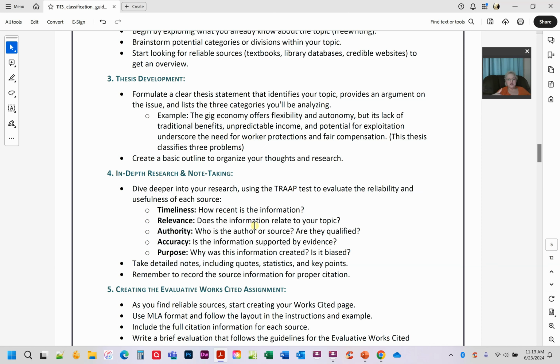Authority is, like we've already talked about, who wrote this, who published it, what are their credentials, why should we be listening to them? Accuracy is about, is the information that they're giving me correct? Where are they getting the information? Who are they citing from? Are they not giving me any backup evidence? So I'm having to take their word for it, right?